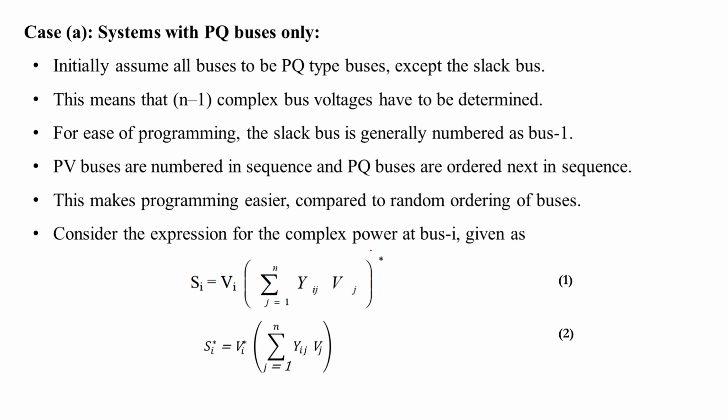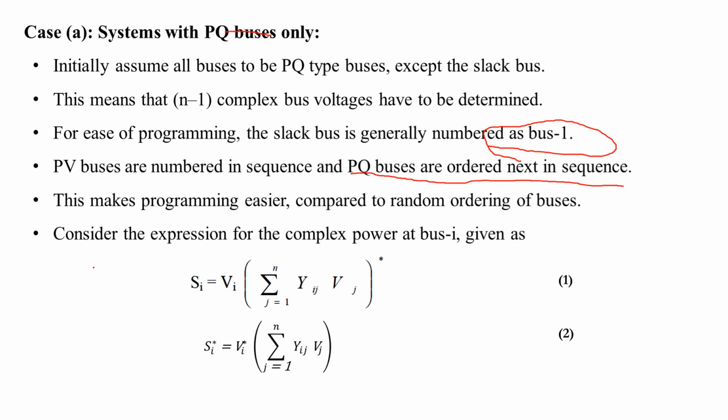The first case we are going to see is systems with PQ buses. Initially we assume all the buses are PQ type except the slack bus, so n minus 1 voltages have to be determined. The slack bus is numbered as bus 1, and the PV buses are numbered in sequence, followed by the PQ buses in the next sequence. Using this ordering is very easy compared with a random ordering of buses.